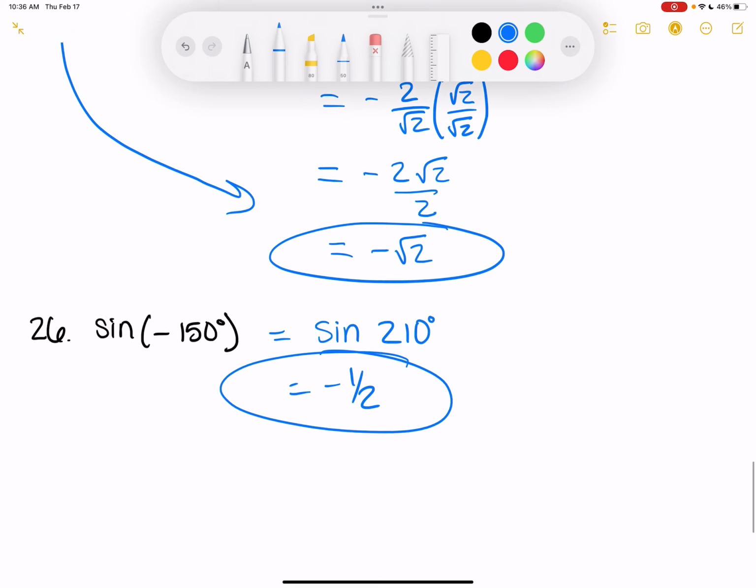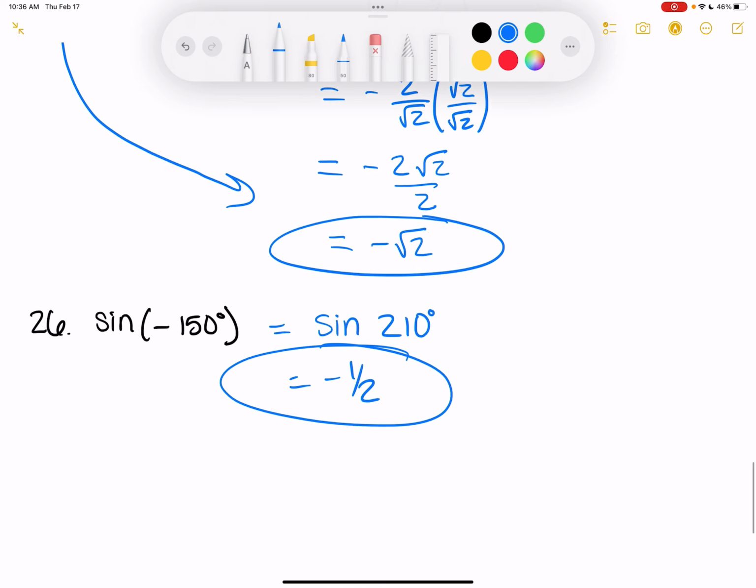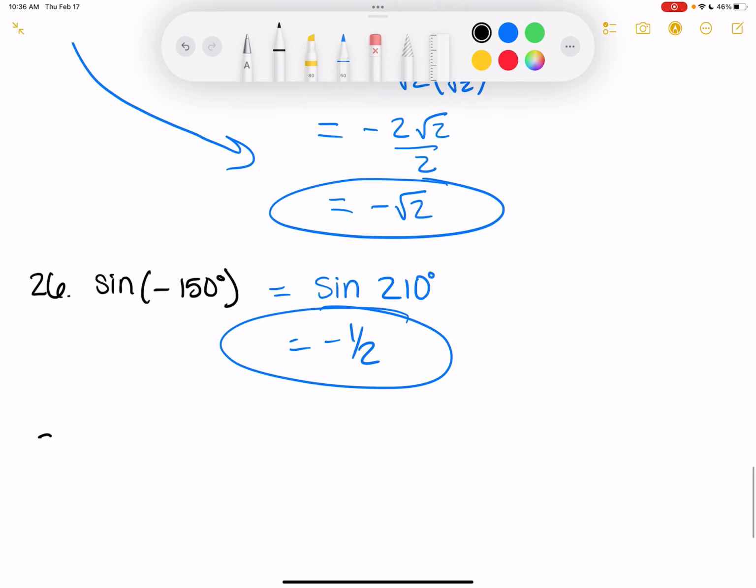All right, just because I want to make sure that y'all actually see an example of some of these. 27. Cosecant of negative 420 degrees. Okay, what does cosecant go with? Sine. So this is equivalent to 1 over the sine of negative 420 degrees. Okay, so let's count that, and then we'll write what it's equivalent to in the positive direction.